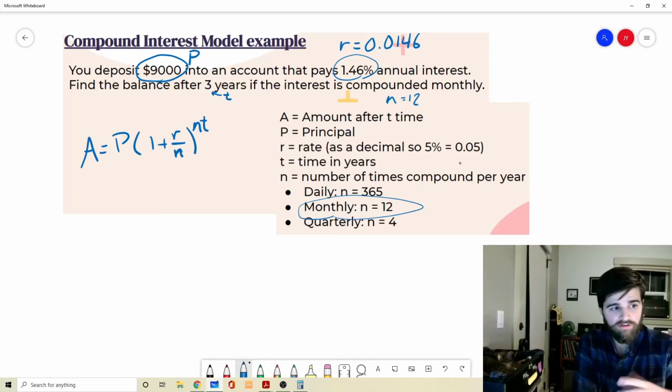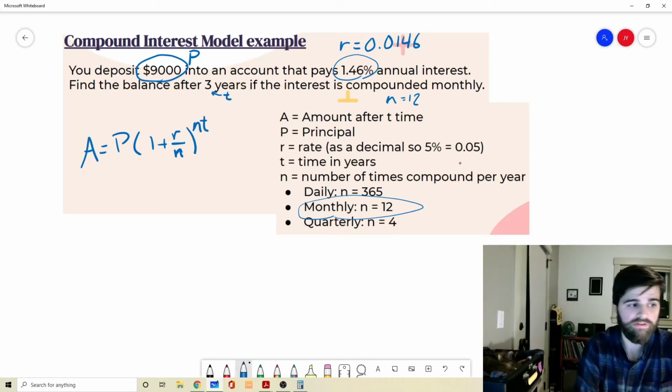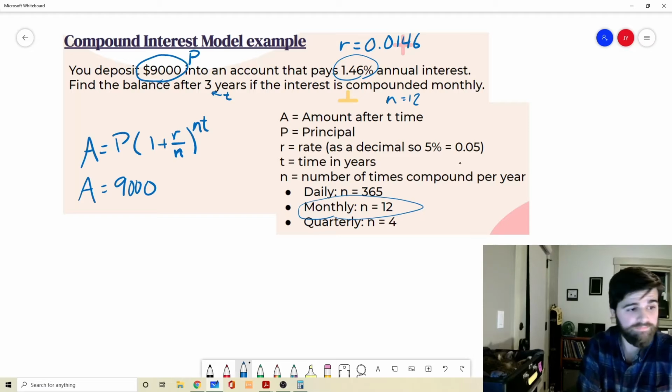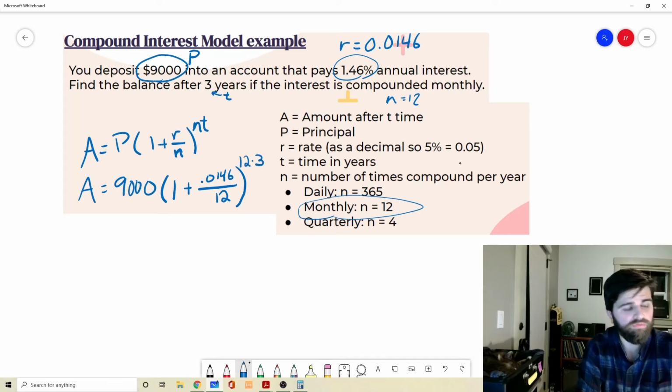So we have all our variables now. Now we just need to plug it into the equation and do the calculations. So our principal, our starting amount, $9,000. You can think of this as your y-intercept. And then here we have our base. So we got 1 plus our rate, 0.0146, divided by 12. And we're dividing by 12 because we calculate our interest 12 times a year. And then that n goes in the exponent as well. We have n times t. So n was 12 and t was 3.